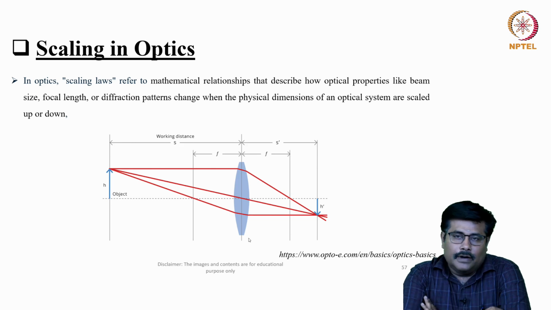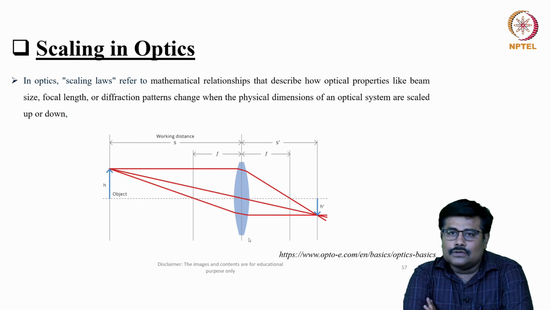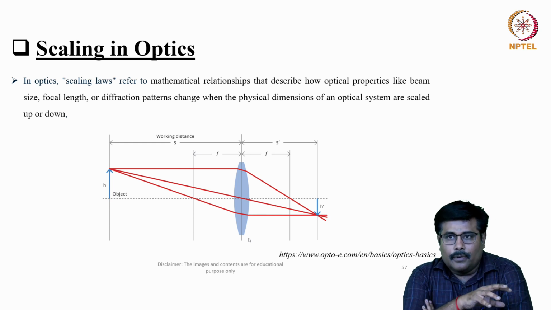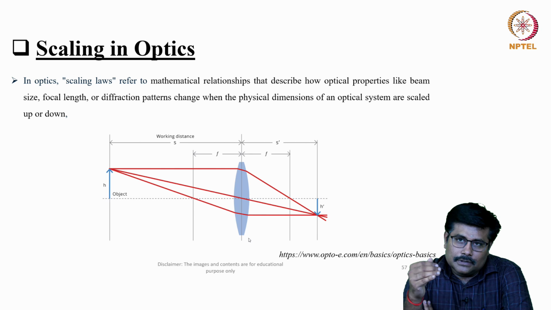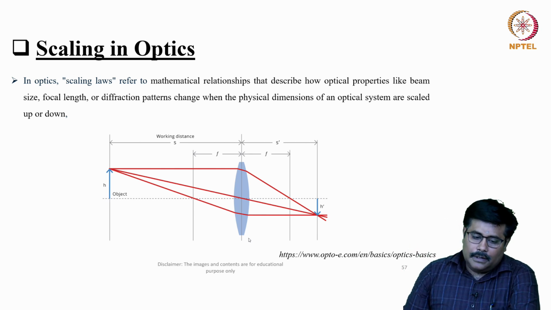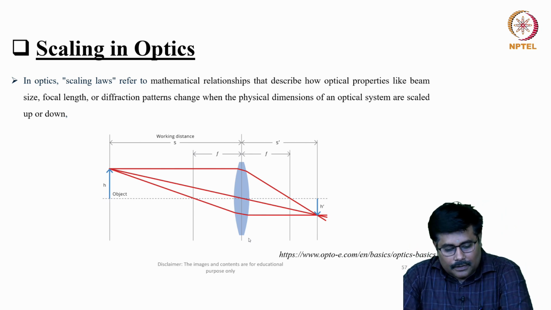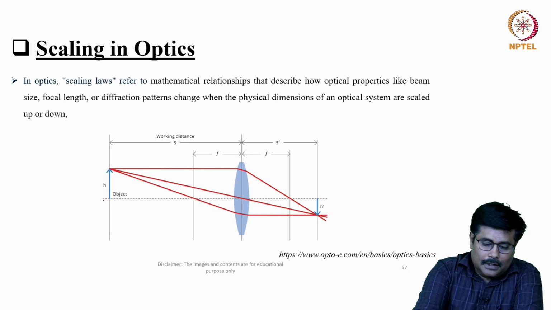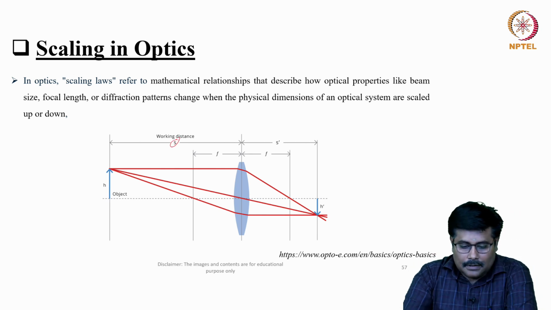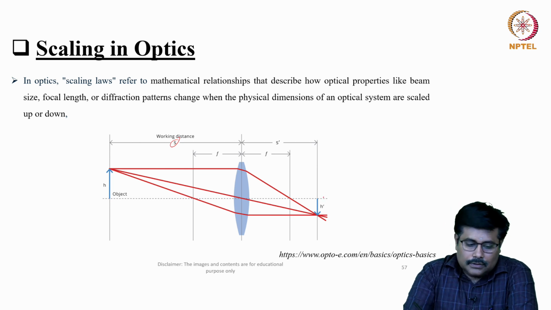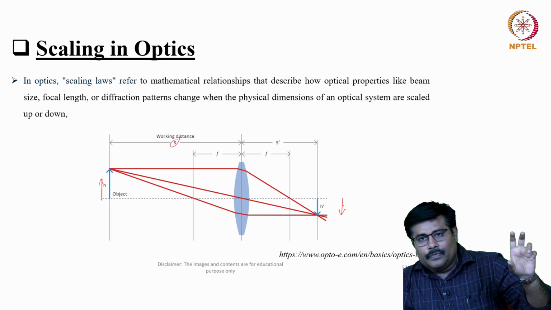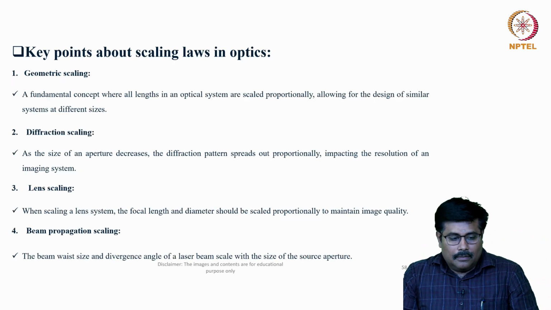In optics, the scaling laws refer to the mathematical relationship that describes how optical properties like beam size, focal length, or diffraction pattern change when the physical dimensions of an optical system are scaled up and down. Now let me introduce the different parameters of these optical laws, where we have an object in place. S is the working distance, F is the focal point. We have an erect image and an inverted image in place. From the erect image, the structures are projected and fed into an inverted image.